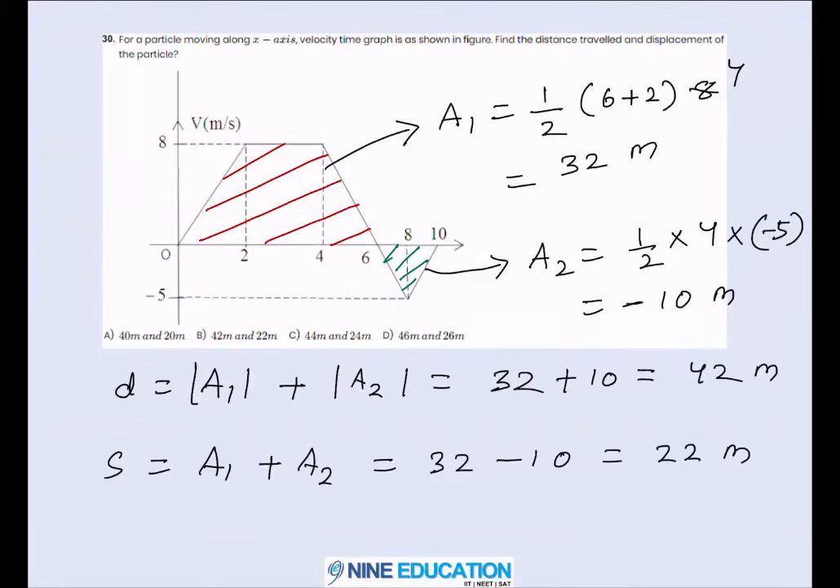And for my correction, this base is 4 minus 2, that is equal to 2. By mistake, I wrote it as 4. Now, from this, our answers are 42 meter and 22 meter, right? Option B. Next.